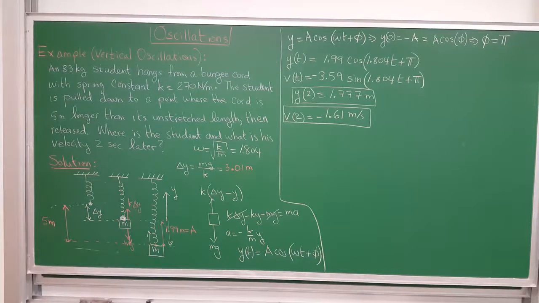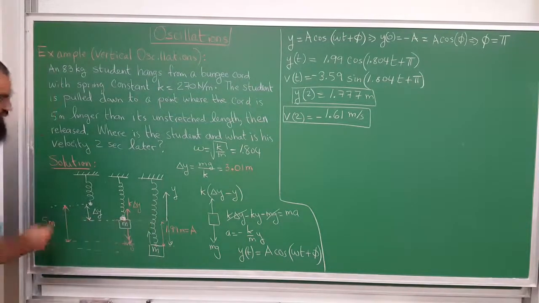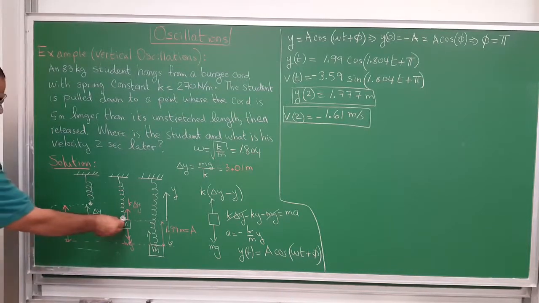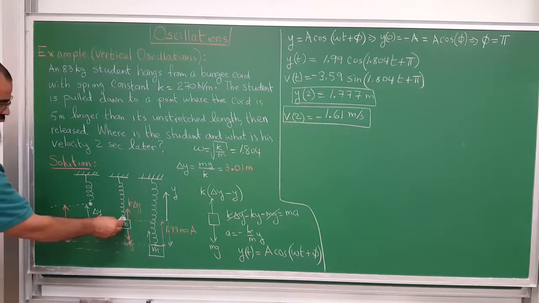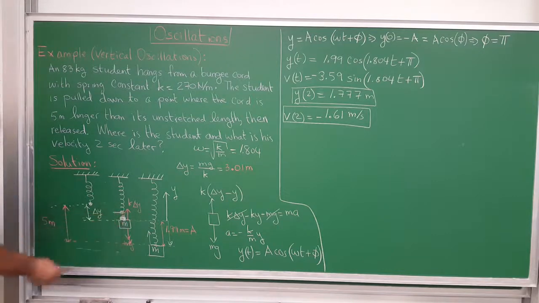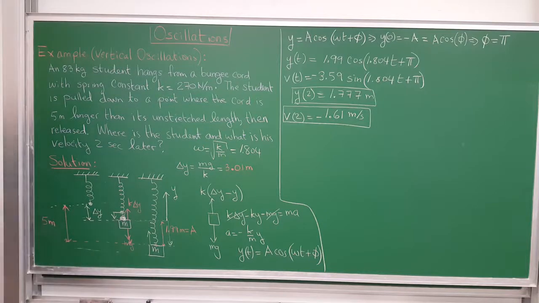What do we mean by y equals 1.777 and the velocity being negative? What does it mean? We have to look back at the original picture. So looking back at the original picture, here is our origin. This is the origin, and the student is at y equal to 1.77. So the student is somewhere here at 1.77. His velocity is negative 1.6, so the student must be heading down.